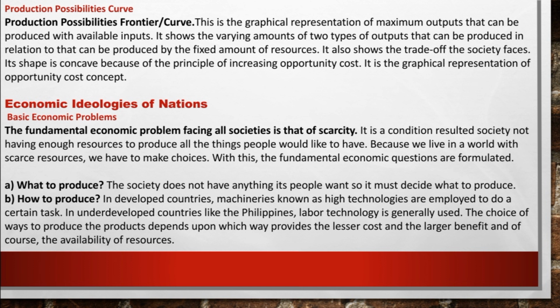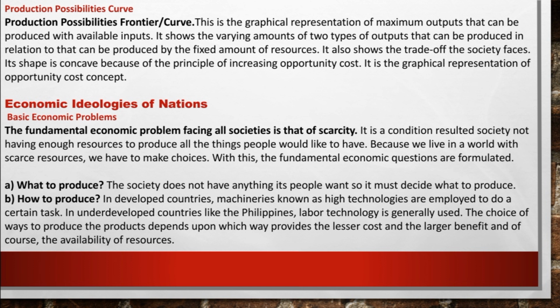Economic ideologies of nations. Basic economic problems. The fundamental economic problem facing all societies is that of scarcity. It is the condition resulting from society not having enough resources to produce all of the things people would like to have. Because we live in a world with scarce resources, we have to make choices. With this, the fundamental economic questions are formulated. We have A. What to produce. The society does not have everything its people want, so it must decide what to produce.